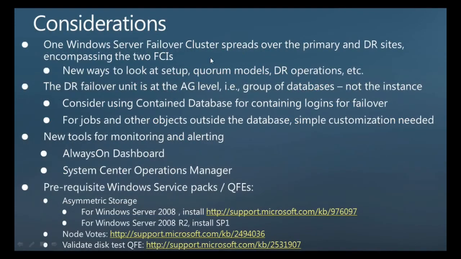Here are some considerations. The same thing, you need to have one single Windows Server failover cluster spread over the primary and the DR side. That's the same as solution 1. Also, another thing you want to consider is the DR failover unit is at the AG level, the database level. So the same thing applies as solution 2.